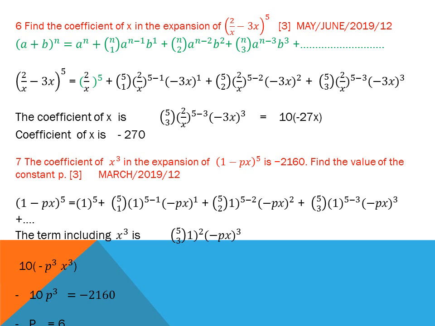In question number 7, the coefficient of x cube in the expansion of this is minus 2160. It means we will expand this question till x cube here.